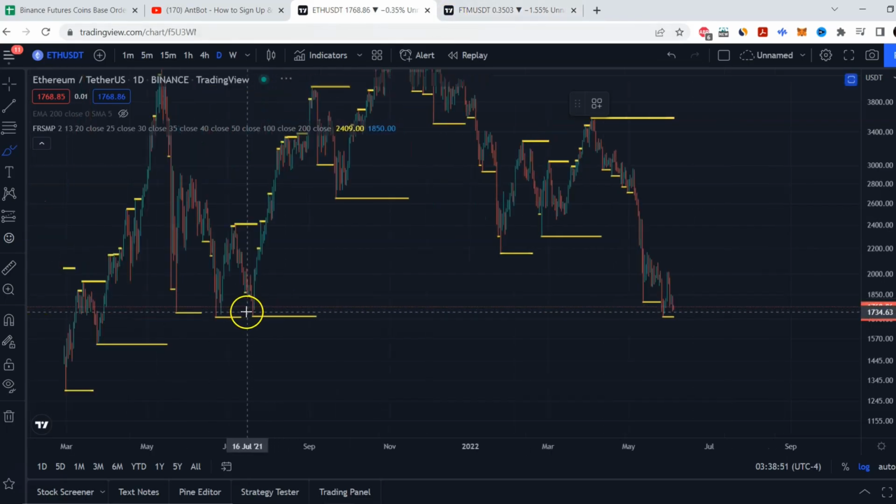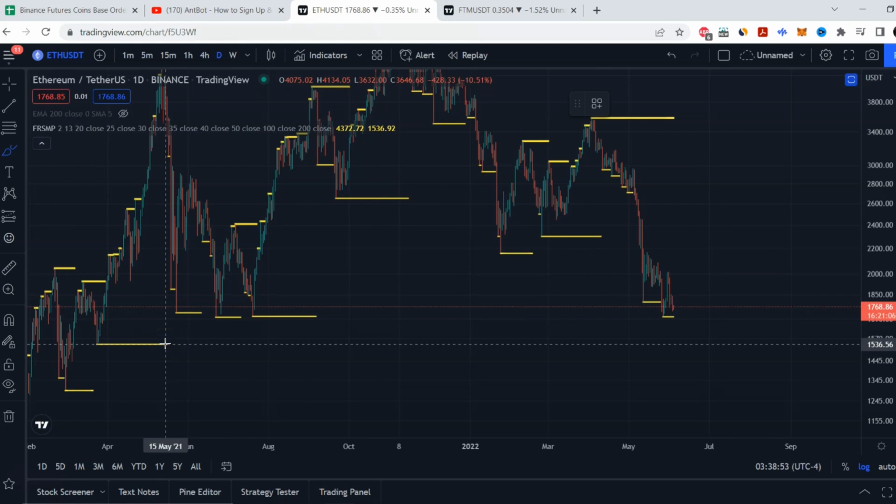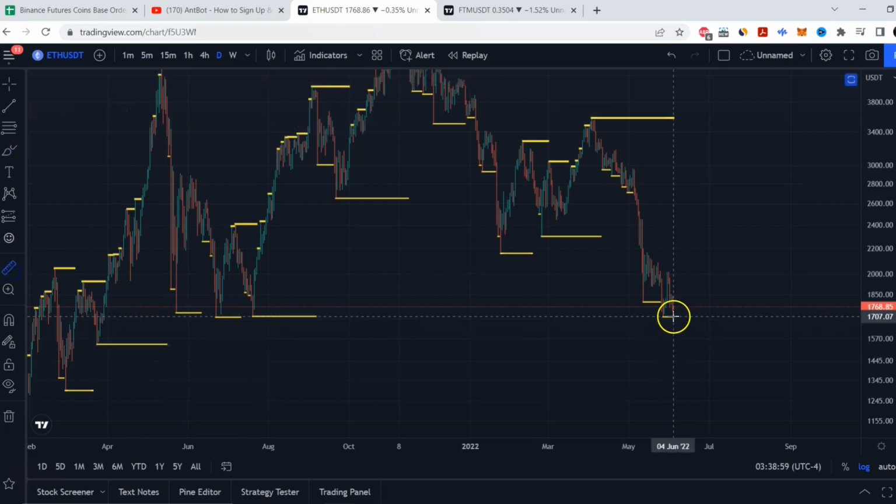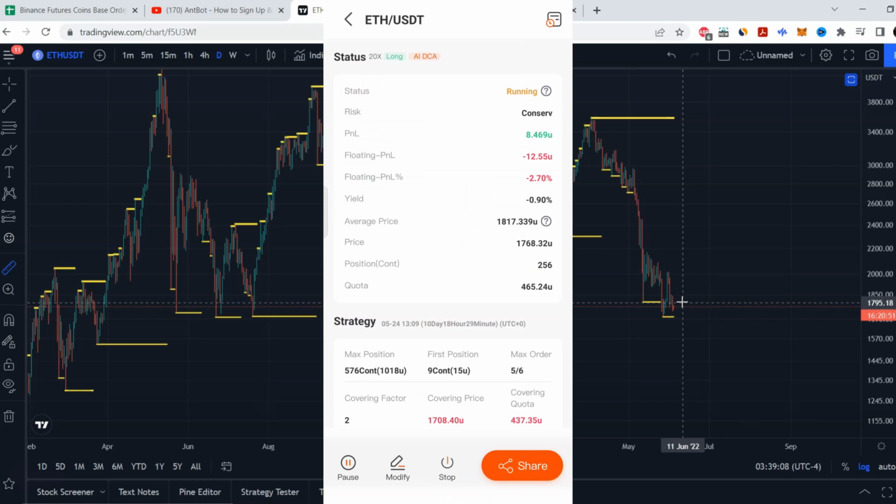So let's say maybe Ethereum is going to go down to 1500. As an example here, we can expect from this level, from our average price just now, what was the average price?